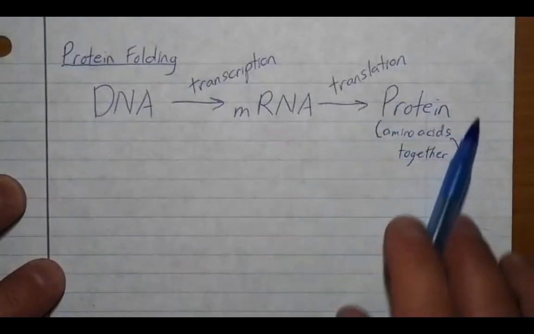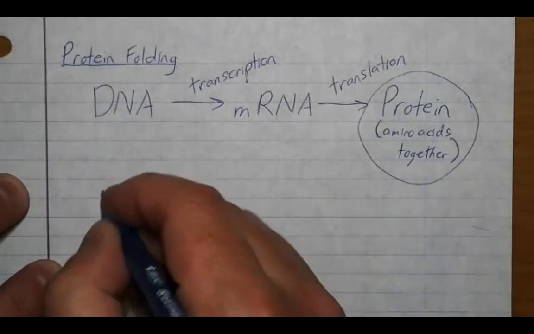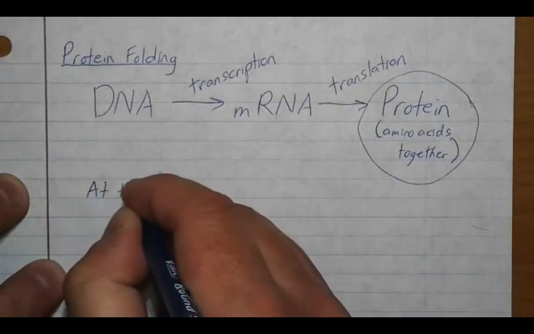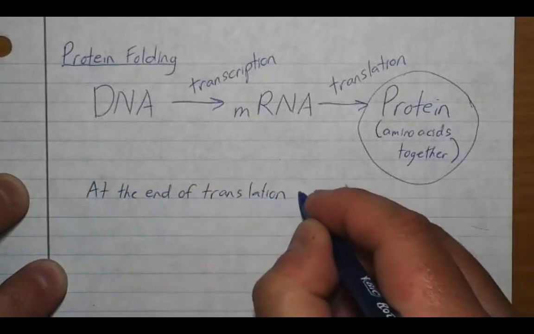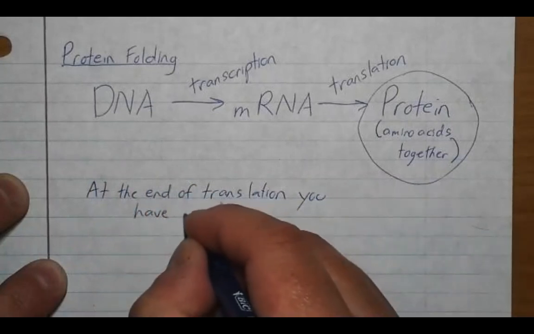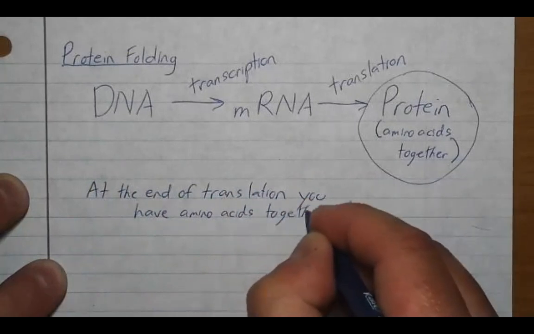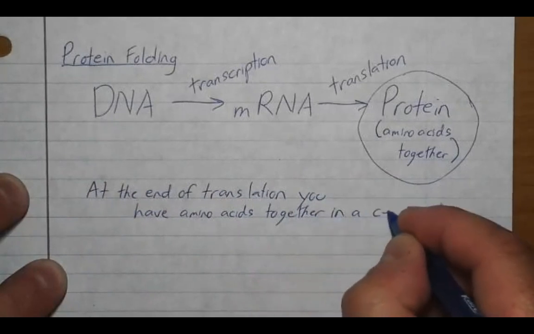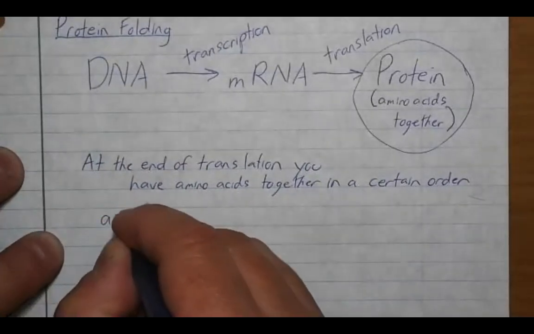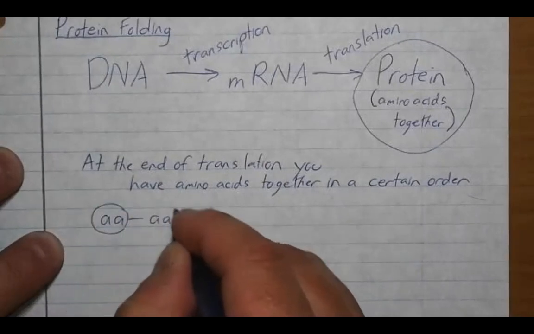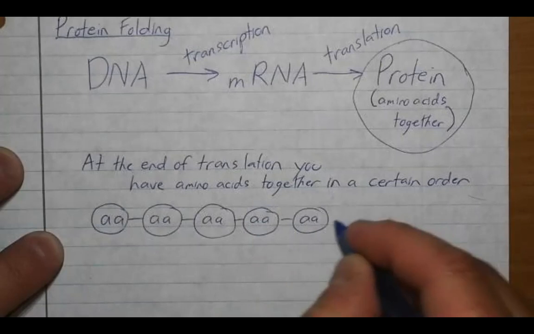So what we're going to be talking about is this step right here. Once the amino acids get made, how does it fold? Okay, so at the end of translation, you have amino acids together in a certain order. Okay, so remember I'm just going to put AA for amino acid connected to another amino acid, connected to another amino acid, connected to another amino acid, connected to another amino acid.